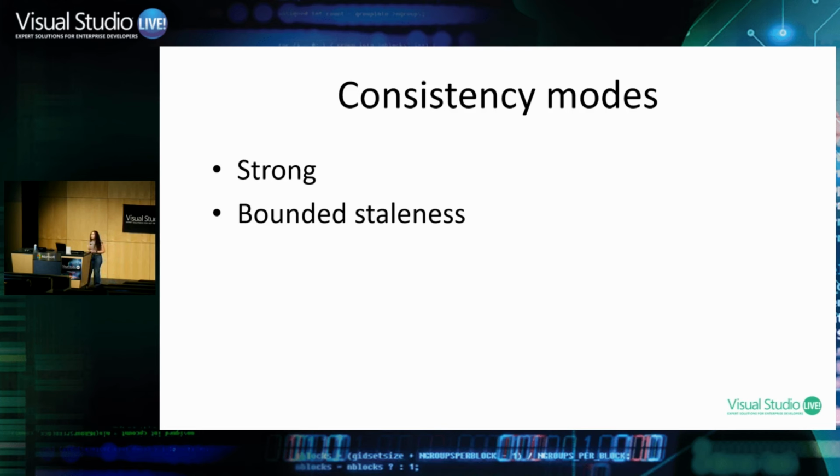Bounded staleness also reads from 2 replicas, so it also costs double RUs to read in bounded staleness mode, but writes are committed to 3 out of 4 replicas locally.